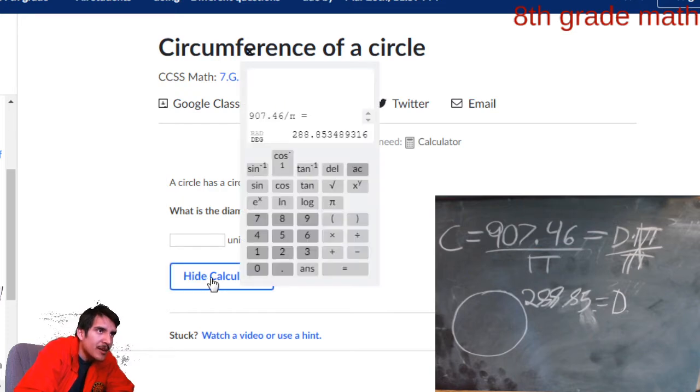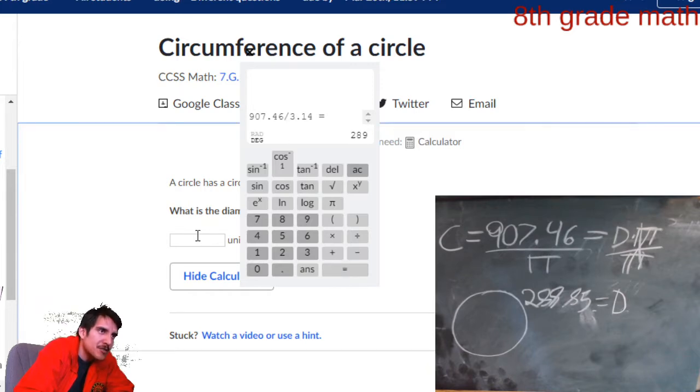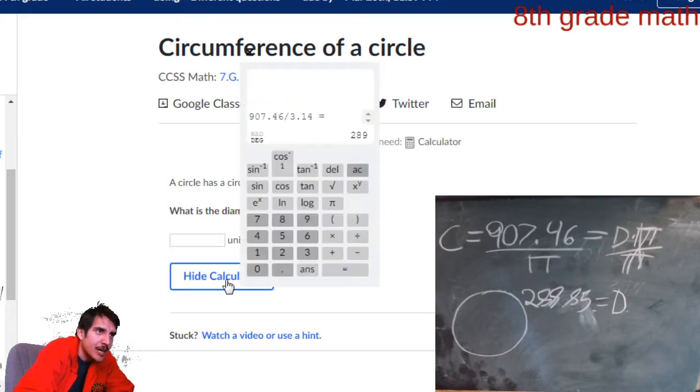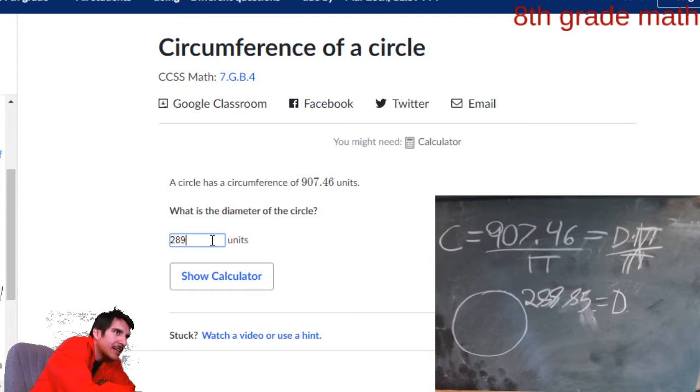So hold on. I used the pi button. Let me see what happens if I just use 3.14. So I'm going to clear, and I'm going to do, again, 907.46 divided by 3.14. Okay, yeah. So use 3.14, because if you use the pi button, that's actually the exact answer. So that's funny that that's the exact answer. But they probably just wanted you to use 3.14. Divided by 3.14, it was 289. Yeah, 289. So 289 units.